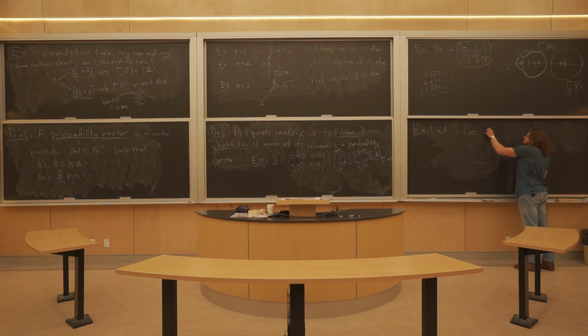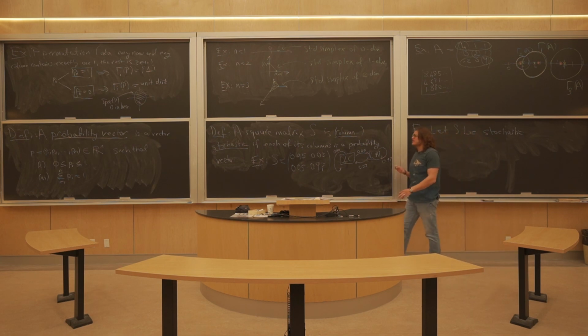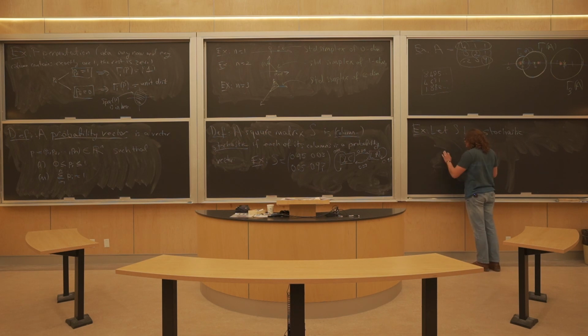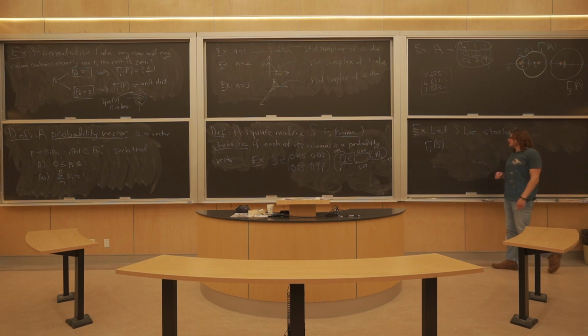Let S be stochastic. And as usual, I'm looking at the ith Gerschgorin disk. So let me write this. The ith Gerschgorin disk is going to be the set of all those complex numbers z such that the distance between z and the ith diagonal entry of S is bounded from above by the sum of the rest.